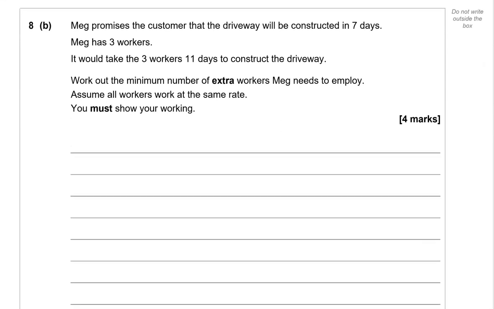Meg promises the customer that the driveway will be constructed in 7 days. Meg has 3 workers. It'd take the 3 workers 11 days to construct the driveway. Work out the minimum number of extra workers Meg needs to employ. Assume all workers work at the same rate. You must show your working. So it takes 3 workers 11 days to do this. We're going to try and find out how many workers will be needed to complete this in 7 days.